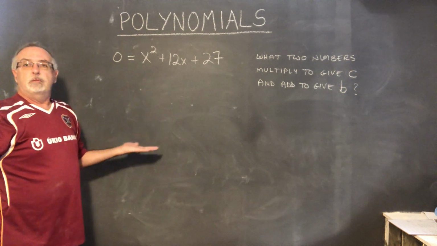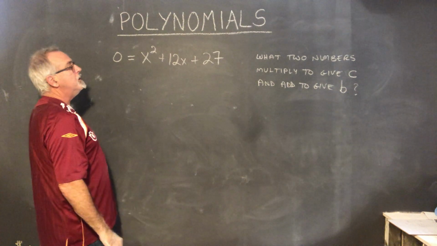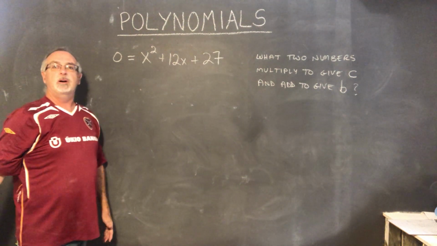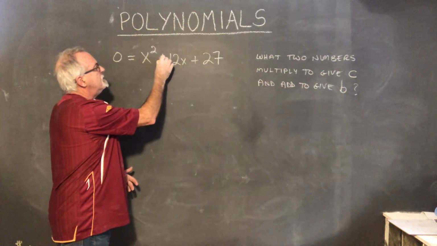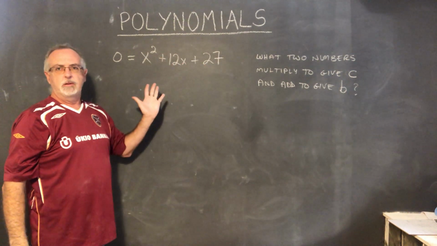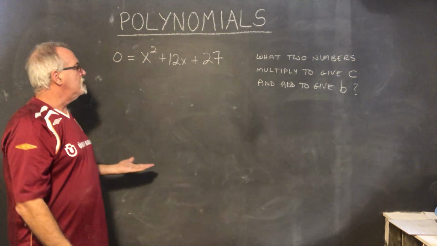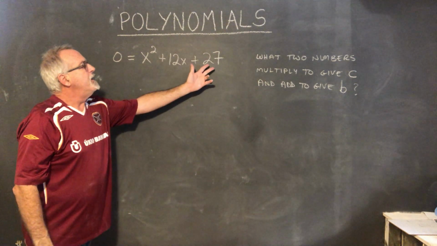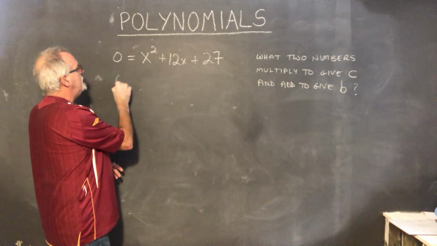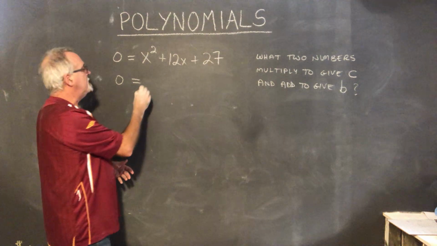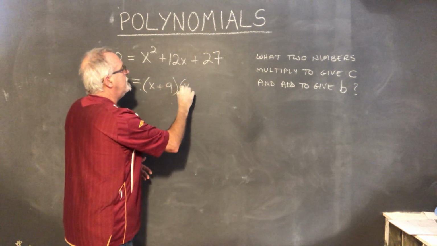How do we do this? We factor it. We know how to factor, so what two numbers multiply to give 27 and add to give 12? 9 and 3. It's kind of an easy one. It's all pluses, so we know they're both going to be positive. 9 times 3 is 27. 27 doesn't have that many factors to choose from. 9 times 3 multiplies to give 27, and 9 plus 3 gives 12. So this is going to be, and I keep on writing the 0 equals, x plus 9 times x plus 3.